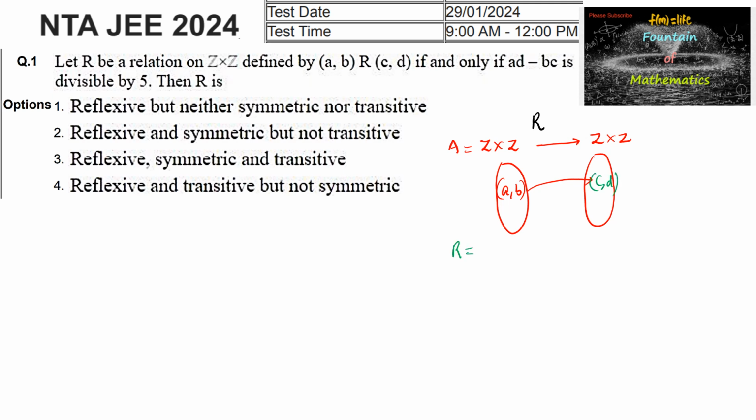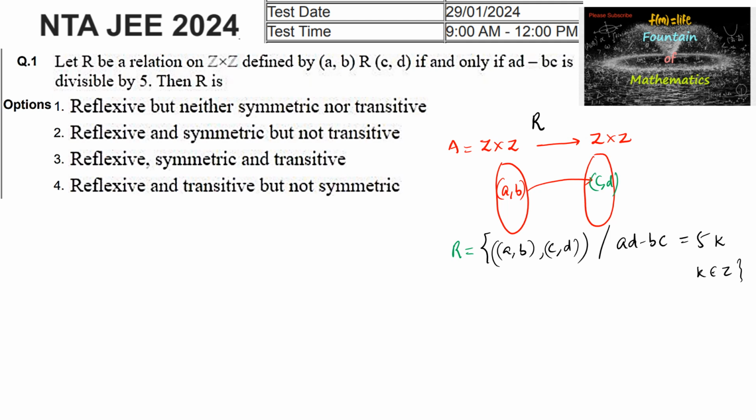So it is given that R is equal to (A, B) related to (C, D) such that AD minus BC is divisible by 5. Divisible by 5 means it should be divided by 5, so it equals 5 into some constant k, where k is some integer. So we need to check whether this R is reflexive, symmetric or transitive.